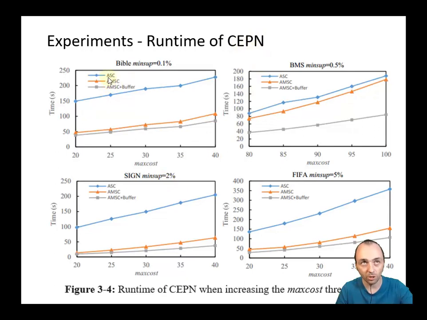We did the same for the other algorithm, CEPN. We compared different versions of our algorithm, and we see that there is some improvement when we use the AMSC lower bound and also the buffer technique. It becomes faster. So you will see this is the fastest and so on. This is just the performance experiment about the speed.